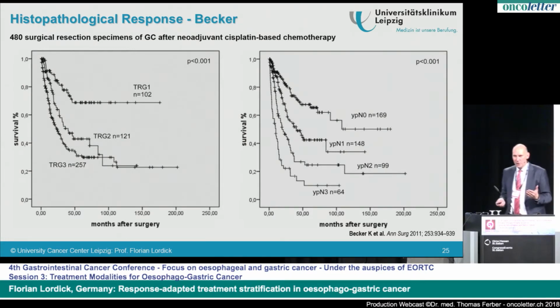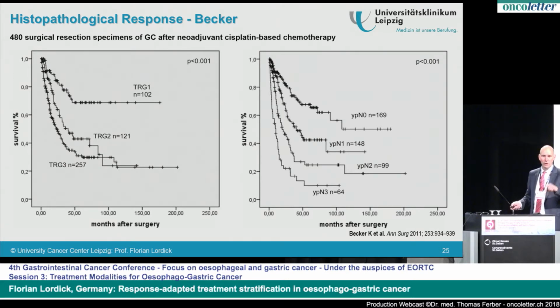But she could nicely show that if you do this form of histopathologic assessment accurately, you get a nice distinction of the prognosis of the patient, with a very good prognosis in the 1A and 1B responders and a poor prognosis in the intermediate and non-responders.